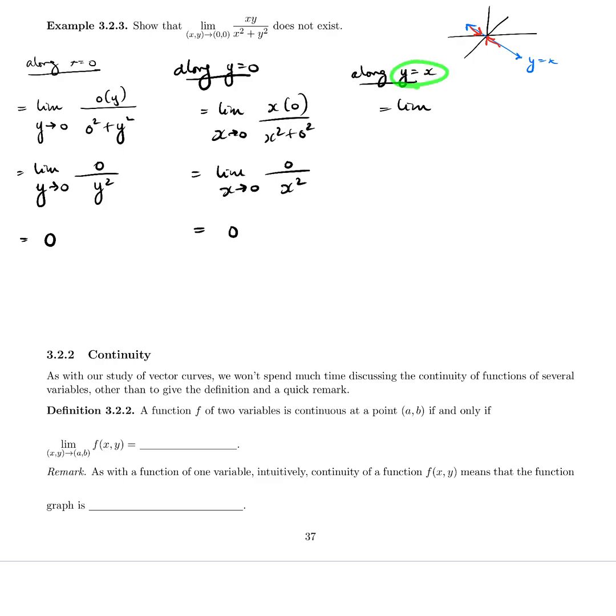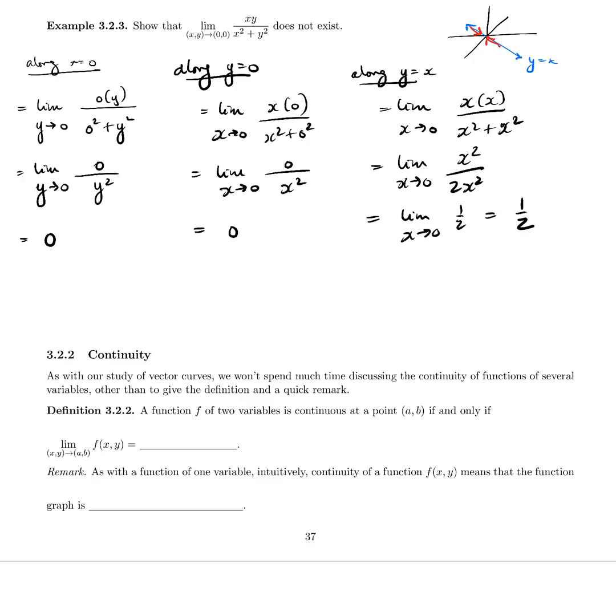If I'm plugging in y is equal to x, I'll take x goes to 0 and I'll change the y's to x's. So this becomes the limit as x goes to 0 of x times x over x squared plus x times x, which is x squared. This is the limit, therefore, as x goes to 0 of x squared over 2x squared. Simplified, that's the limit as x goes to 0 of 1/2, which is 1/2.